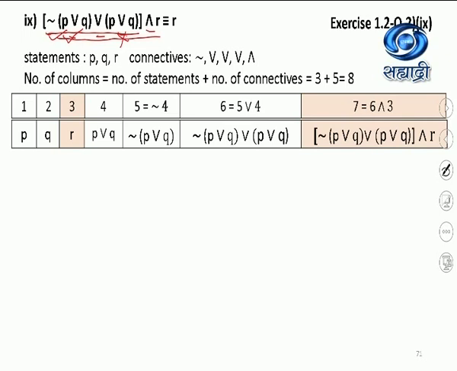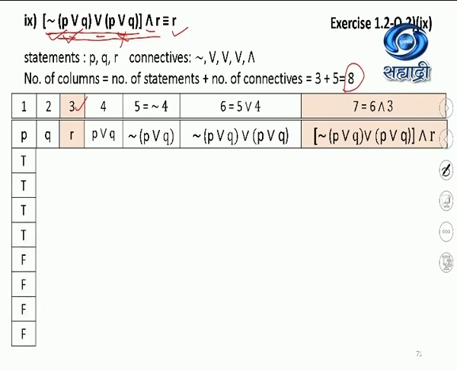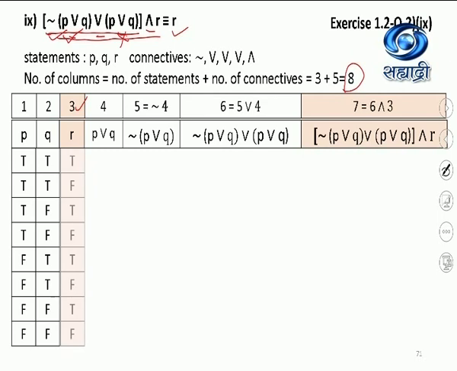Obviously, you will ask me, madam, you said there are 8 columns, but if you note, column R already exists here. So in the earlier sessions also I have told you that there is no need to repeat if the column already exists in the truth table. We only have now 7 columns in the truth table. Since there are 3 statements, there will be 8 truth values for each of P, Q, R. For P, 4T, 4F. For Q, pair of TF, pair of F, pair of T, pair of F. For R, alternate TF, TF, TF, TF.